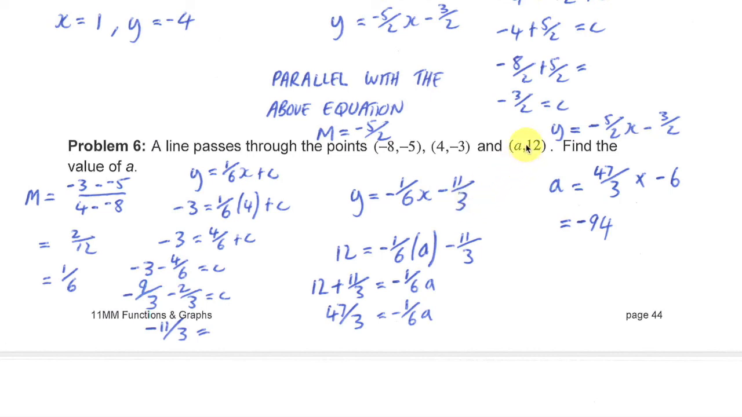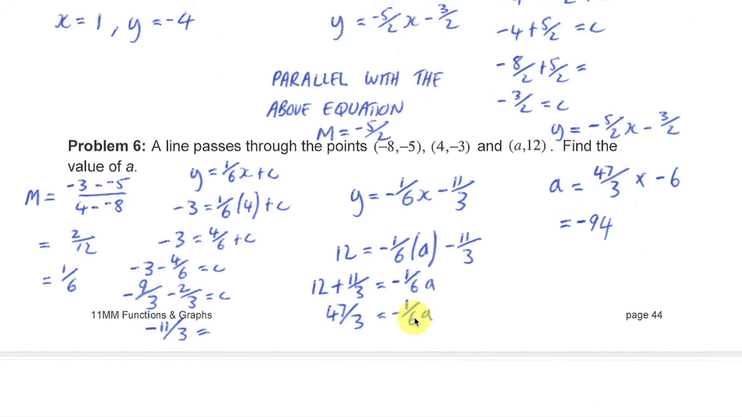Finally, I'm going to put in this third point and work out what a is. So here's the equation. Now let's make x equal to a and y equal to 12. So I've got y equaling 12 and x equaling a. Tidying things up, I end up with -1/6 of a, and I add 11/3 to both sides. And I get 47 on 3 equaling -1/6 of a.